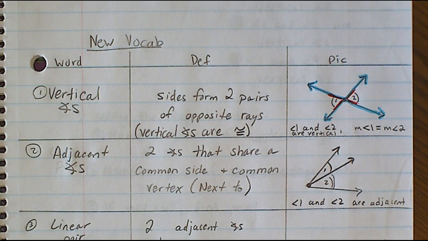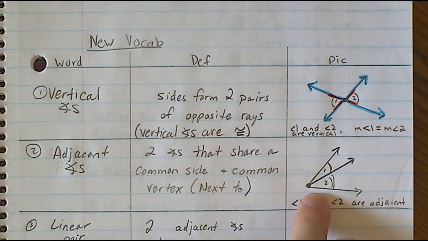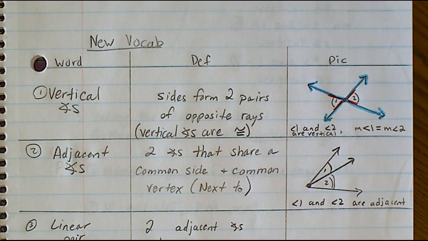The second vocabulary word is adjacent angles, and some of you may already know what this means. Adjacent angles have a common side and a common vertex. And here's a picture of two adjacent angles right here. They do not need to be equal, they do not need to be complementary or supplementary, they don't need to have any type of special relationship necessarily, but they are always right next to each other because they share a common side and vertex.